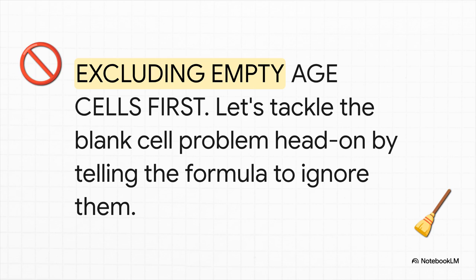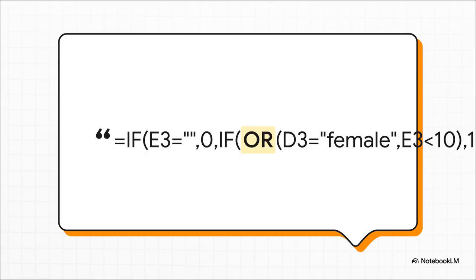Okay, new plan. We've identified the villain. It's the blank cells. So let's build a smarter formula. Let's design one that tackles that problem head on. The idea is to tell it, hey, first, check if the age cell is blank. And if it is, just throw that person out. Don't even count them.